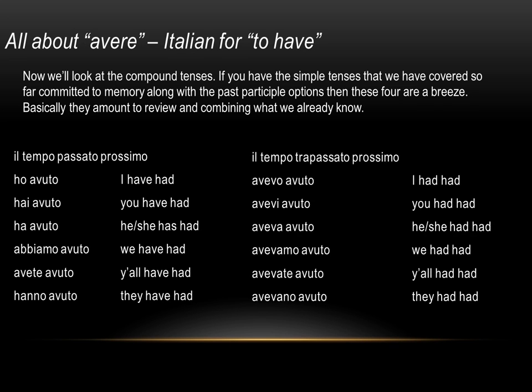Then to make il tempo trapassato prossimo, or the past perfect, you just change the present tense conjugation of the first verb to the imperfect. But you use the exact same past participle. Facile, non è vero? Easy, right? Avevo avuto, I had had. Avevi avuto, you had had. Aveva avuto, he, she had had. Avevamo avuto, we had had. Avevate avuto, y'all had had. And avevano avuto, they had had.